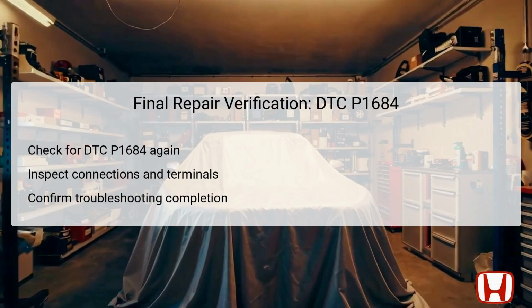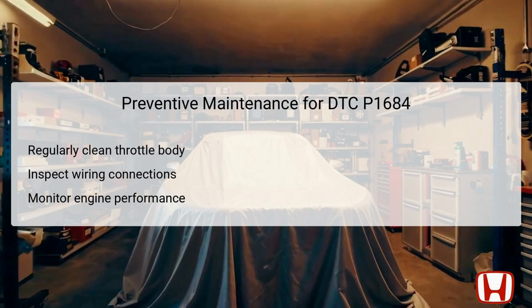If DTC P1684 does not appear again, this indicates that the vehicle has successfully completed troubleshooting and is now functioning as intended. If any new pending or confirmed DTCs appear, proceed to troubleshoot those specific codes to ensure all systems are effectively operational. To help prevent the recurrence of DTC P1684, it's important to adopt regular preventive maintenance practices focused on the throttle body and its associated systems.